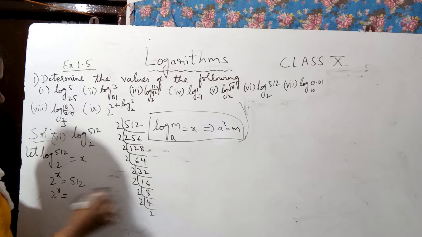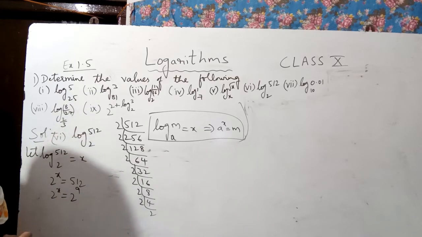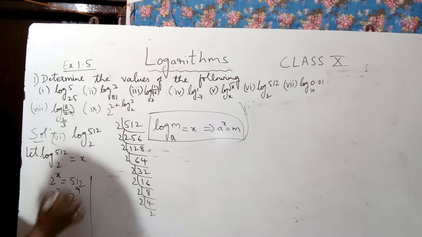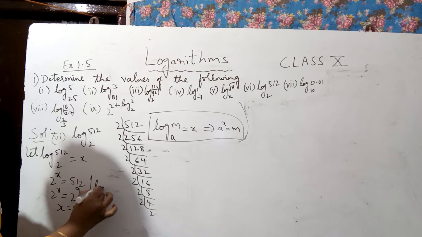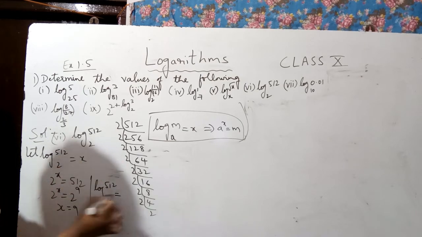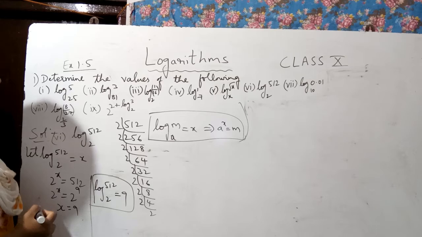When I write it as factors, I am getting 2 power 9. Here the bases are equal, so we have to equate the powers. So I will get x is equal to 9. Now therefore log 512 base 2 value is equal to x. What is x? 9. So this is the value of log 512 base 2.